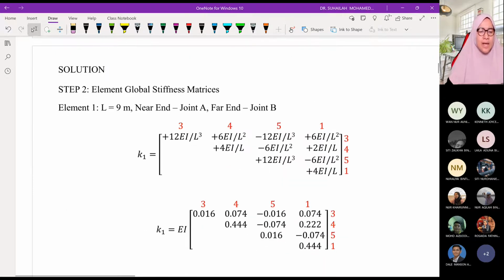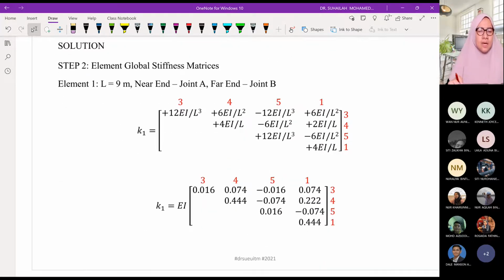Okay, the next step is element global stiffness matrices. This is for the element. K for element, we use a small letter. Global refers to the coordinate system that we use, the global coordinate system, because we have two, local and global. And for a beam actually we have the same. So you can refer to the appendix.